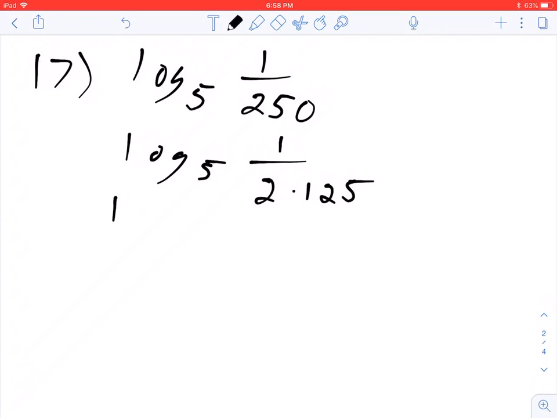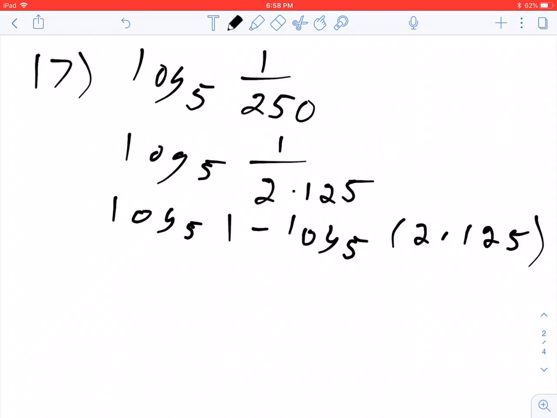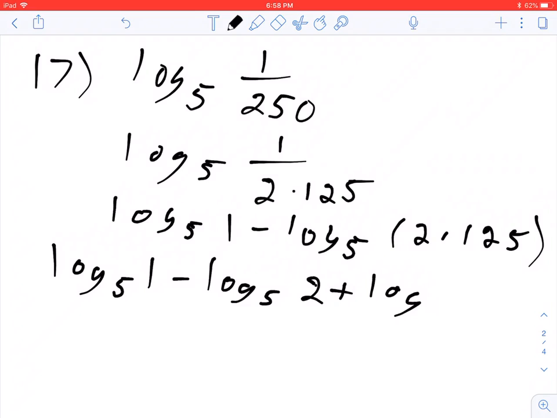We're going to use the quotient property. This is going to become log base 5 of 1 minus log base 5 of 2 times 125. Now from there, we're going to use the product property to split that up further. So this is going to be log base 5 of 1 minus log base 5 of 2 plus log base 5 of 125.